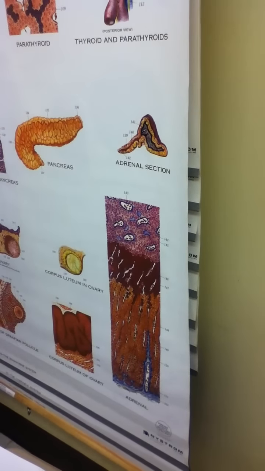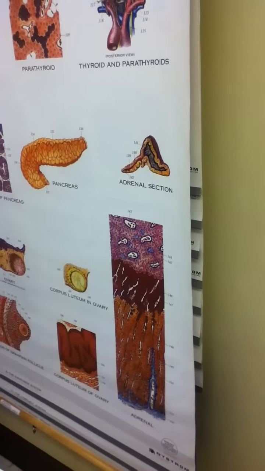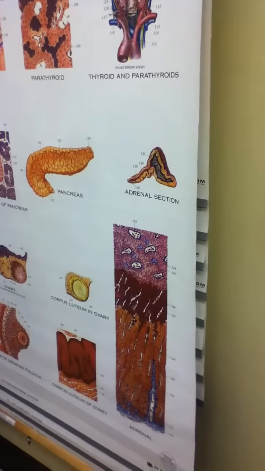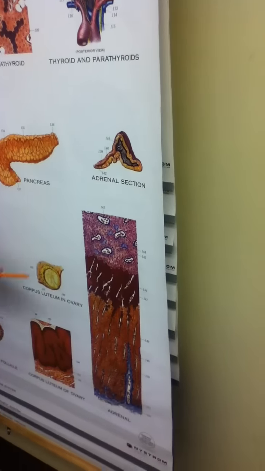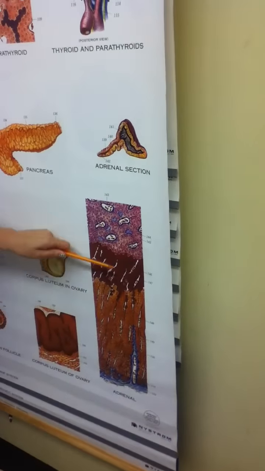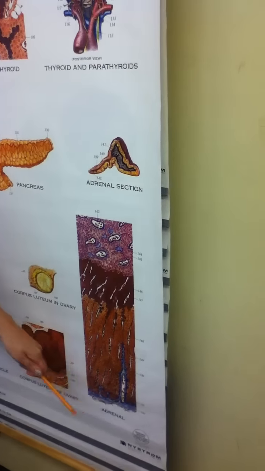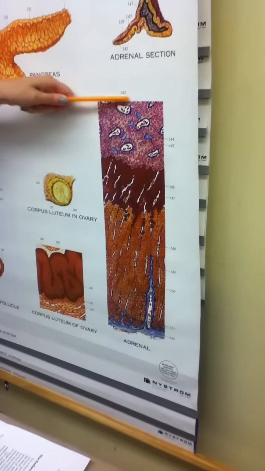The cortex is the outer layer. If you think of like an eggshell, that's the cortex. And then the medulla is the inside of the egg, like the egg yolk. Okay. On here, we've got the cortex at the bottom, so starting from this brown layer all the way down, and then the medulla would be the pink.